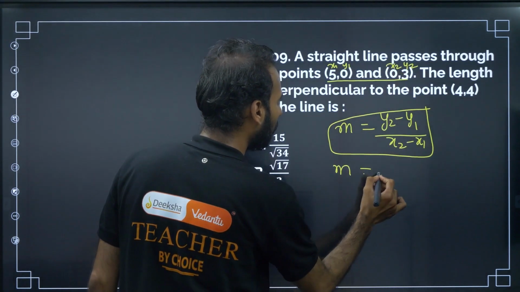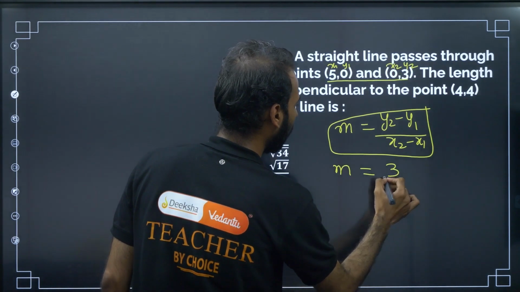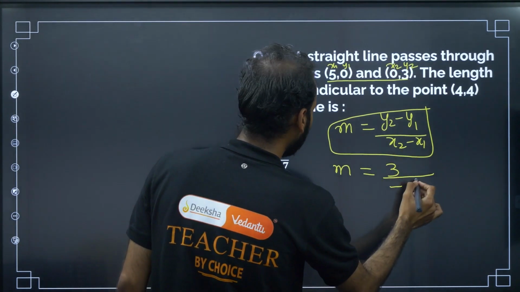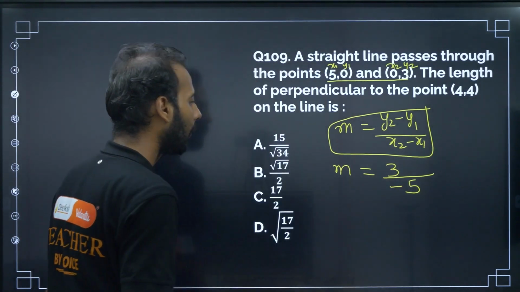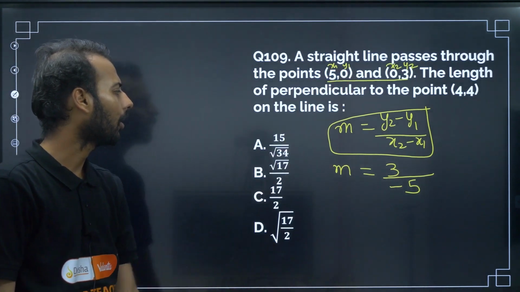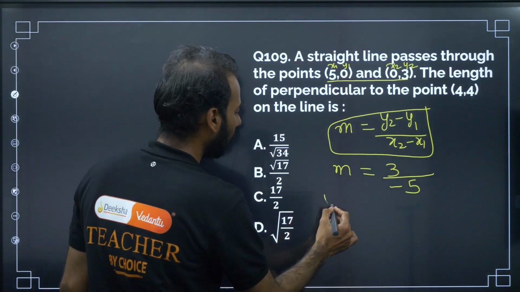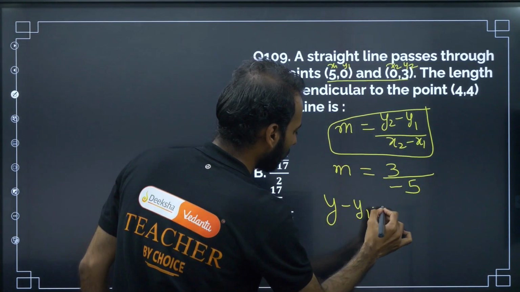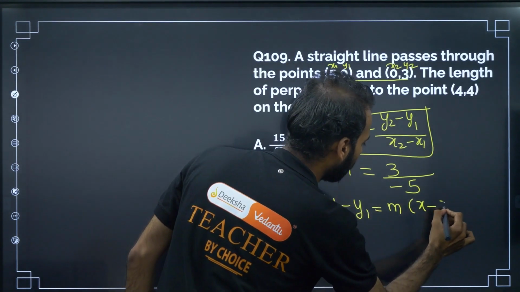So m becomes y2, 3 minus y1, divided by x2, 0 minus 5. I hope everyone has understood. m is equal to 3 by minus 5. Now you take one point: y minus y1, and y1 is 0, so I am not writing it. Let me write the equation, y minus y1 is equal to m times x minus x1.